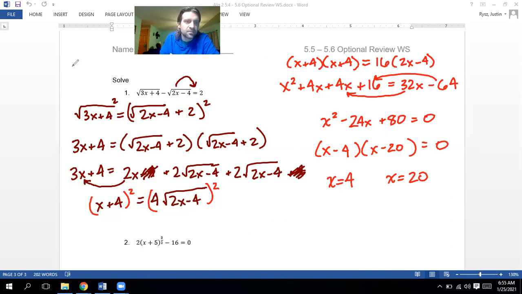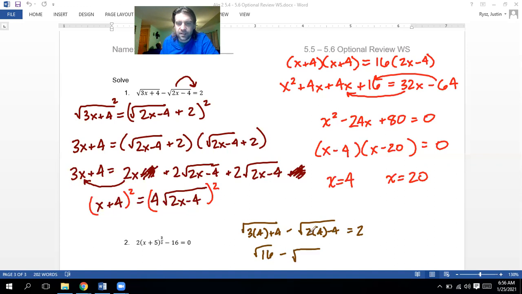So if we plug 4 back into the original problem, I'll just do it down here and I'll erase it. We got radical 3 times 4 plus 4 minus radical 2 times 4 minus 4. Does that equal 2? So let's see, that's 3 times 4 is 12. 12 plus 4 is 16. Does radical 16 minus, all right, 2 times 4 is 8. 8 minus 4 is 4. Does that equal 2? Does the square root of 16, which is 4, minus the square root of 4, which is 2, equal 2? Yes, so 4 does work.